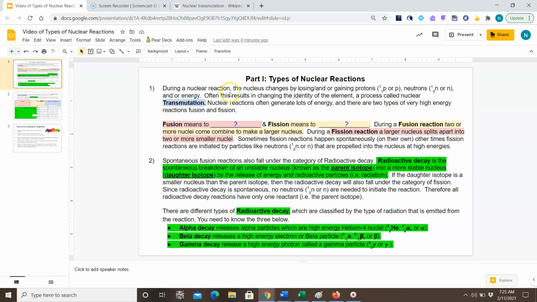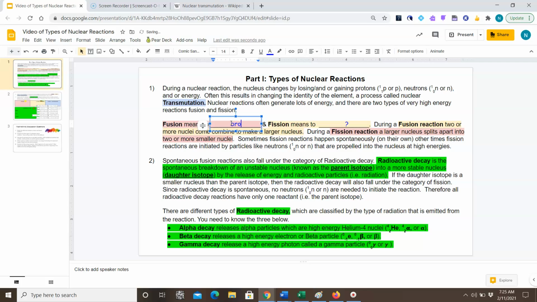All right, so let's get back to what we're talking about. During a nuclear reaction, the nucleus changes by losing and or gaining protons, neutrons, and or energy. This often results in changing the identity of the element in a process called transmutation. When I say the identity, we're normally talking about protons. Protons are what identify it. But you can also change the isotope itself by changing the mass. Nuclear reactions often generate lots of energy, and there are two types of very high energy reactions. There's fusion and fission. Let's talk about fusion, for example. Fusion means to bring together. When you think about fusing something, you're bringing something together. And that's what happens in a fusion reaction.